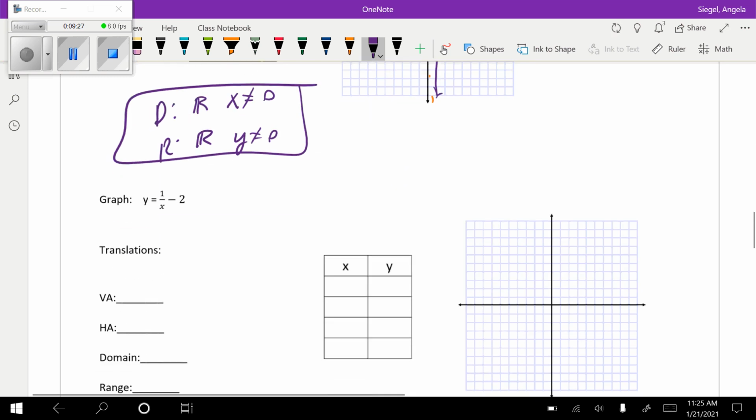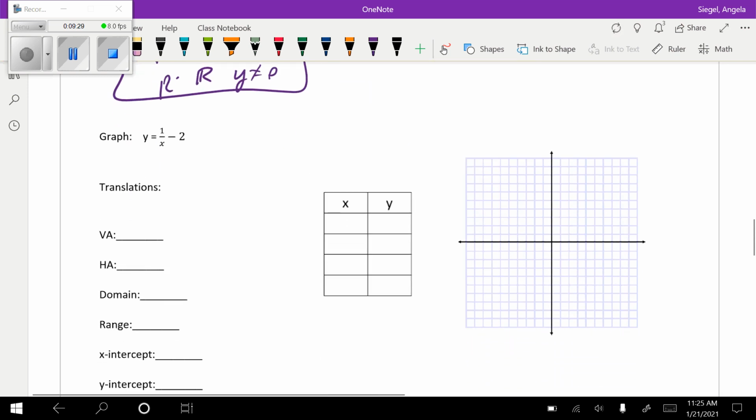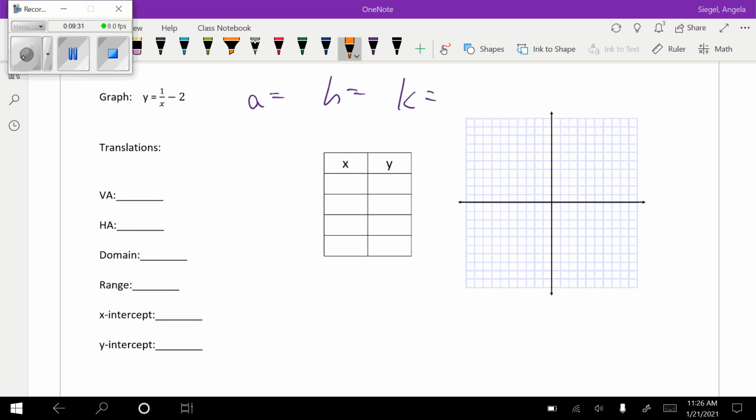Okay, so notice this one is a little different because it has the -2. And so the first thing I want to do is identify our A, H, and K. So go ahead and do that.